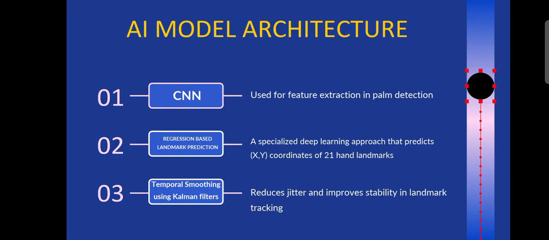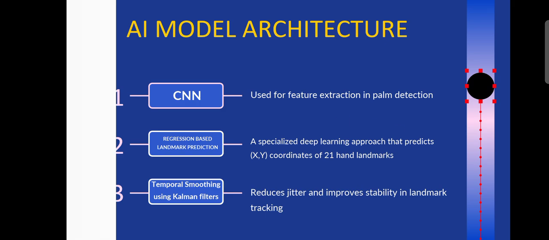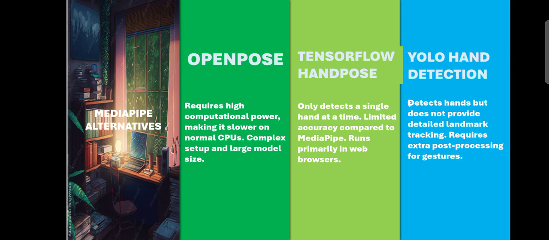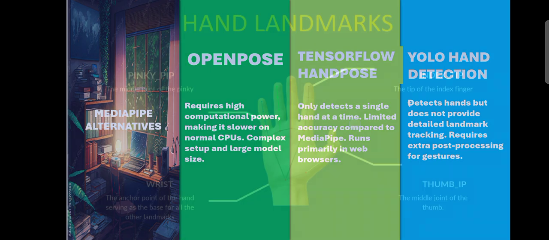So AI model architecture. So we are basically using CNNs, regression based landmark prediction, and temporal smoothing using Kalman filters for our project. We did look at a few MediaPipe alternatives like OpenPose, TensorFlow hand pose, and YOLO hand detection, but in the end we found that MediaPipe was the best for our specific use case.